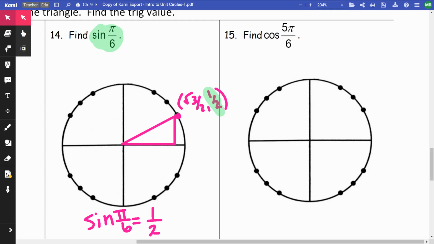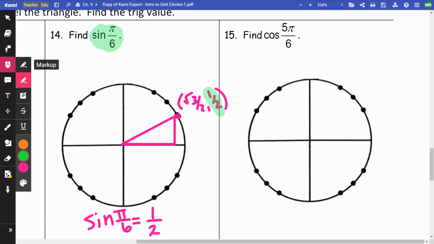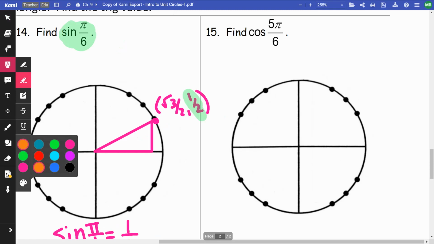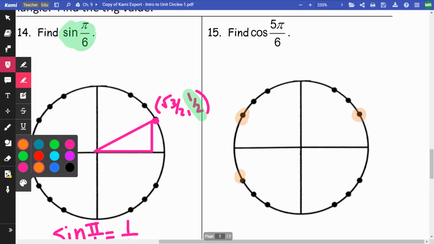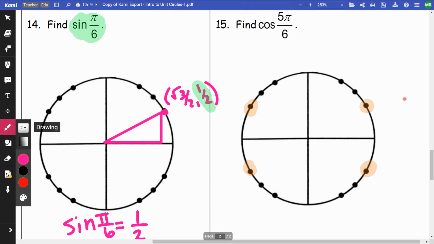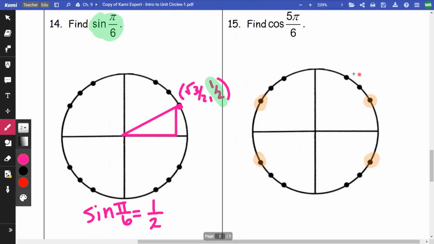So 5 pi 6. First off, my sixths are the shorter ones, the ones that are closest to the x-axis, shorter distance to the x-axis, because think about a pizza being split into six slices. 1/6 is smaller than 1/4, which is smaller than 1/3, okay? And then we are dealing with 5 pi 6. So if I'm going all the way around to here, that's pi, but it's also 6 pi 6. And we're short by 1/6, so we're right here.